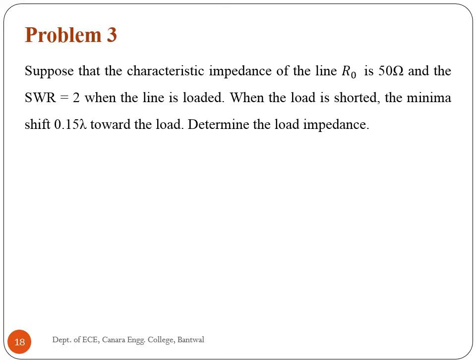Third problem. Suppose that the characteristic impedance of the line R0 is 50 ohm and the SWR is equal to 2 when the line is loaded. When the load is shorted, the minimum shifts 0.15 lambda toward the load. Determine the load impedance.